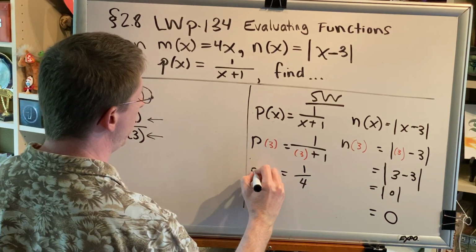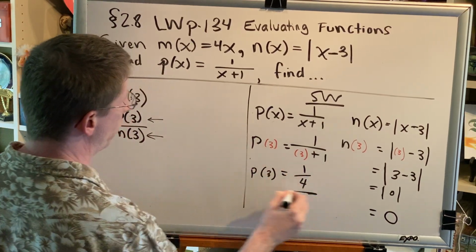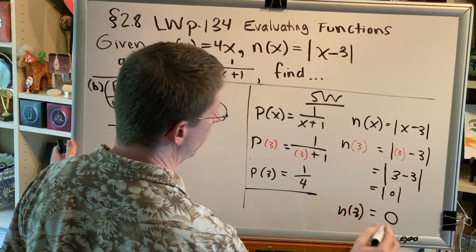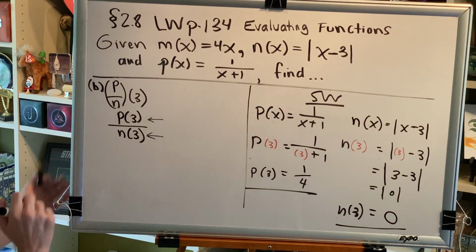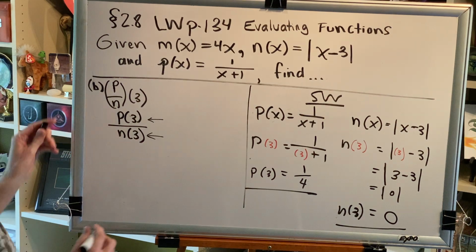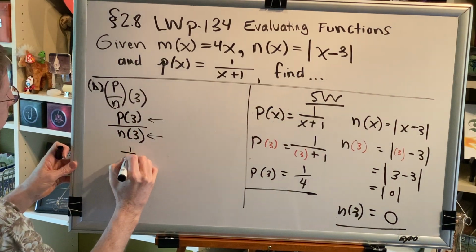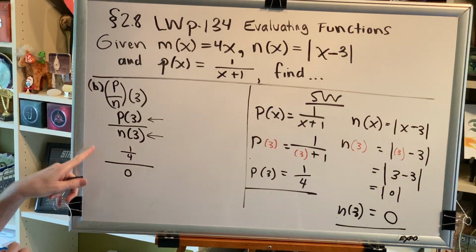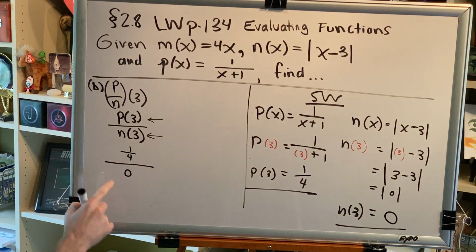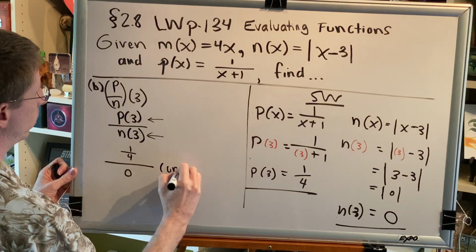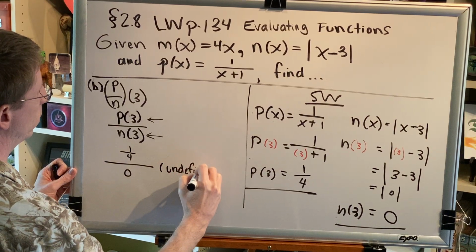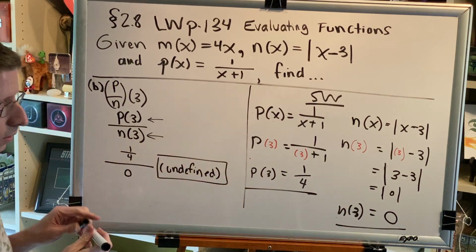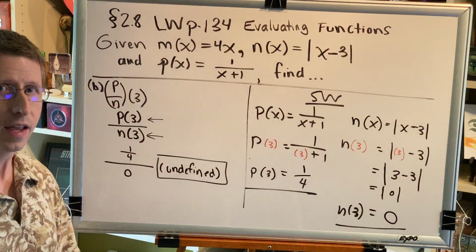Okay, so now we know that p of 3 equals 1/4, and n of 3 equals 0. We can put both of those into this problem. We'll replace p of 3 with 1/4. We'll replace n of 3 with 0. And then we will evaluate. Division by 0 is undefined. And that is the end of this problem.